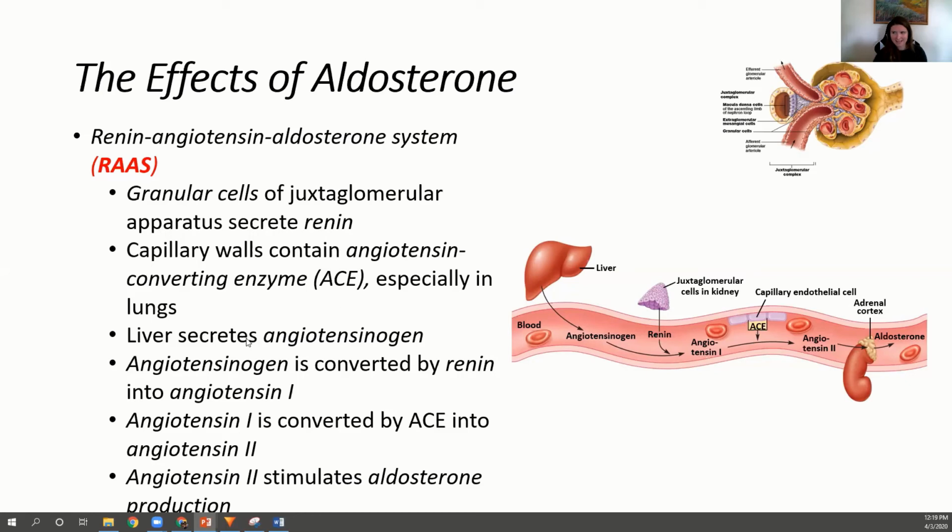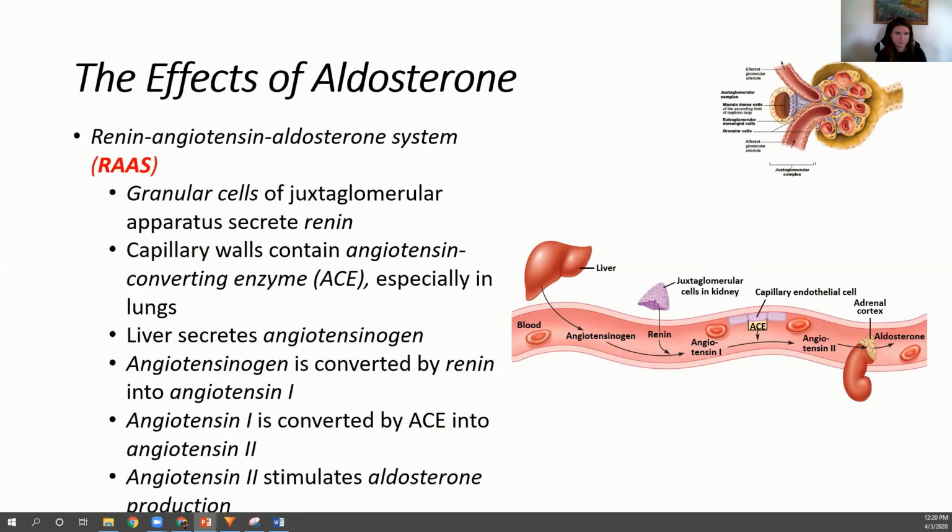This is kind of looping back again, but angiotensinogen is a molecule that's secreted by the liver. So it's going to be in your blood because the liver is secreting it, just flowing around in your plasma. Usually it's not really doing anything until it encounters a renin molecule. Renin is coming from those granular cells in the juxtaglomerular apparatus. And when renin encounters angiotensin, it turns angiotensin into angiotensin 1.